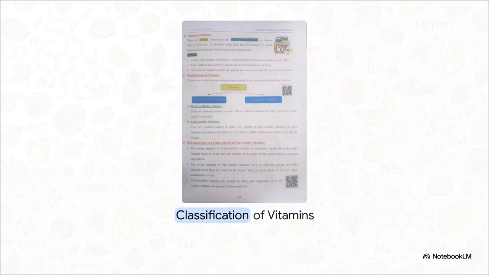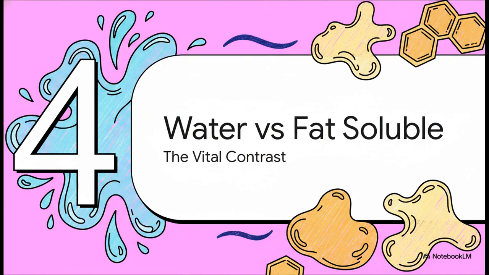Because of that, the textbook builds a completely different classification tree for vitamins. We aren't dividing them by the quantity you need like we did with the minerals. Instead, we're dividing them by their solubility. Basically, how do they dissolve? Which brings us to Section 4, Water versus Fat Soluble, the vital contrast.